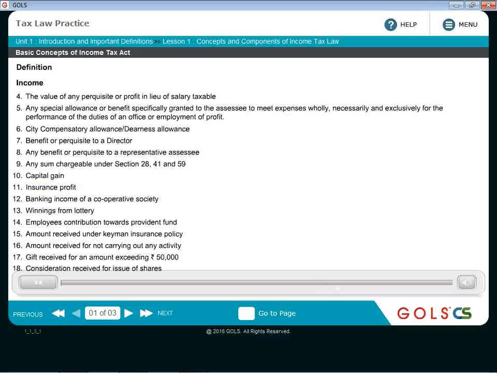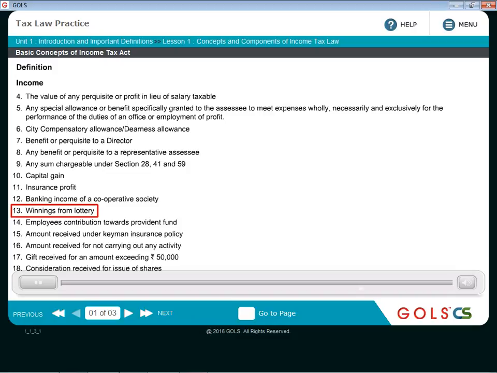Next is banking income of the cooperative society. This has been specifically kept because earlier the income of cooperative banks was exempt from taxes, and therefore they have made this point very clear that if it is a banking income of a cooperative society, then it will become income. Next is winning from lottery.